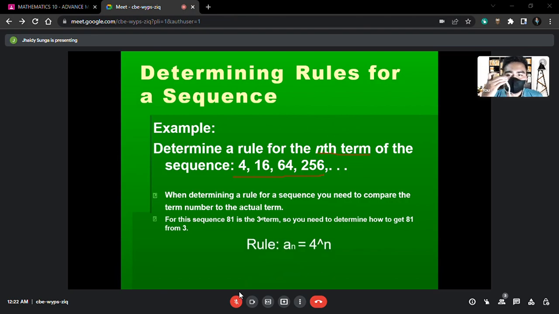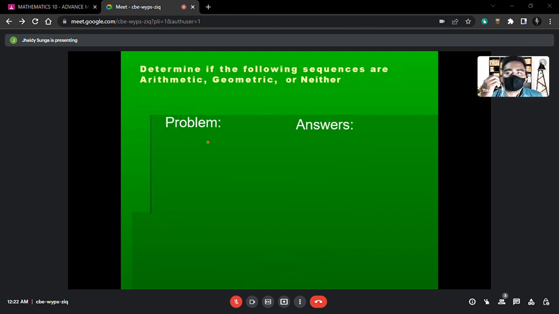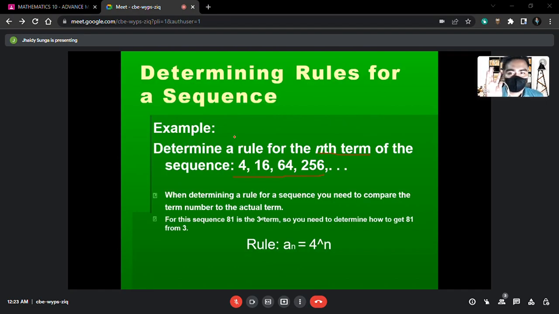Alright, for that, again I will be going back. In finding the n-th term, we have a rule which is a sub n is equal to 4 raised to n, or 4 power of n. Later on you will see and understand why this is the rule, no? There is a specific reason why this given is like this, no?